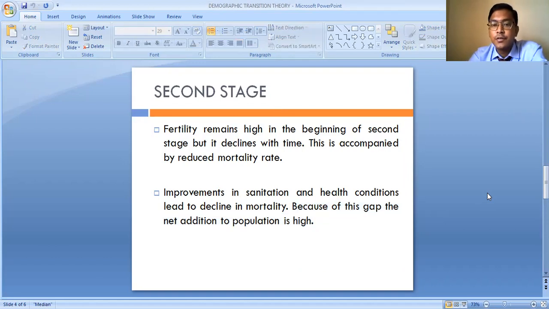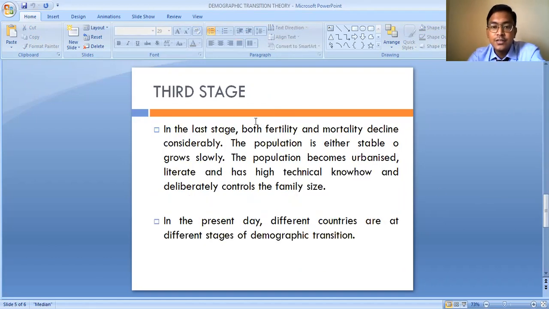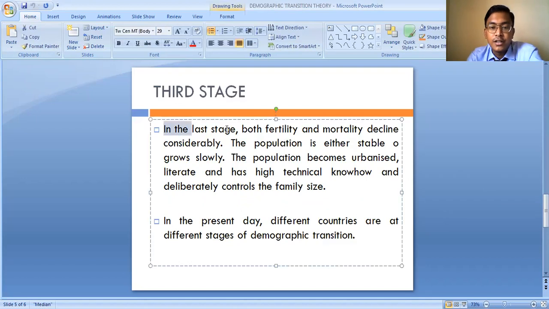Now the third stage of demographic transition. In the third stage, or the last stage, both the fertility and the mortality decline considerably. That means both the birth rate and the death rate start declining, and as a result the population becomes stable, or increases only slowly. It grows at a very slow rate.